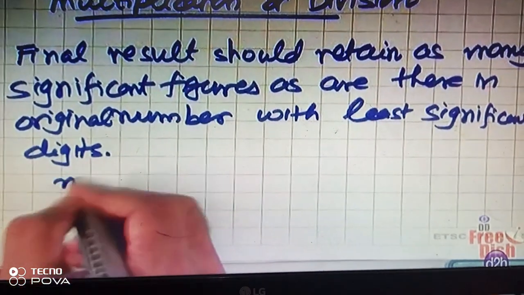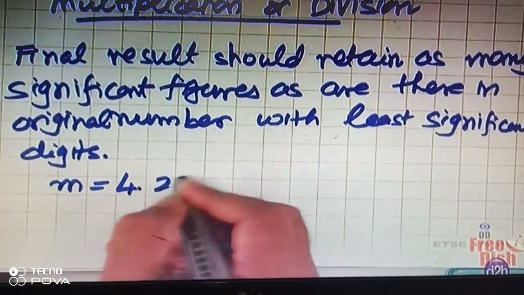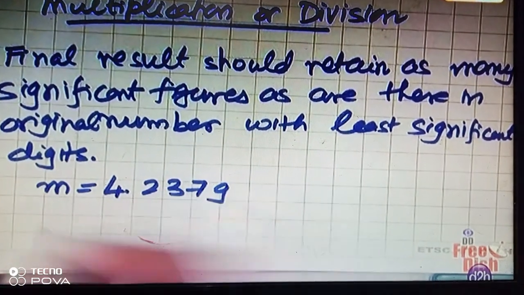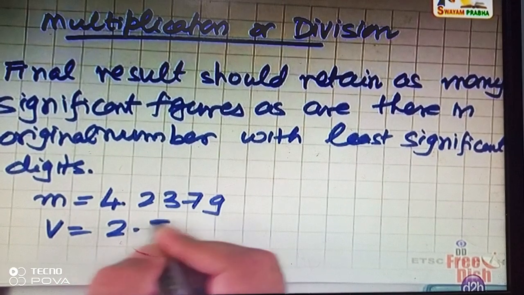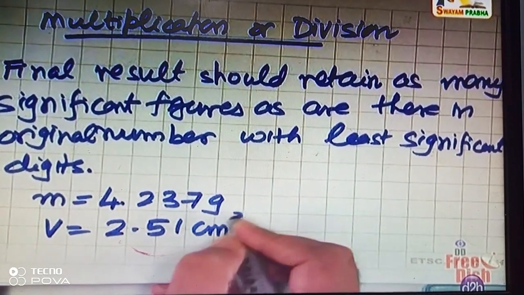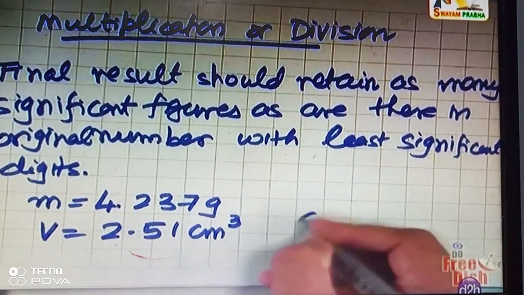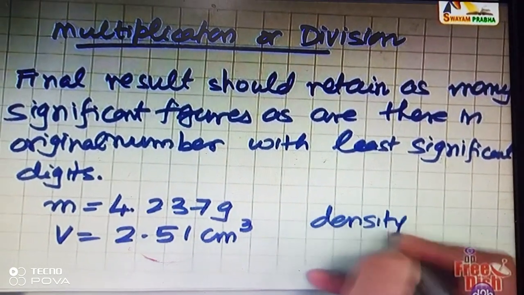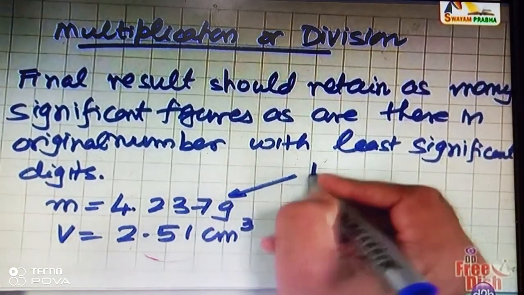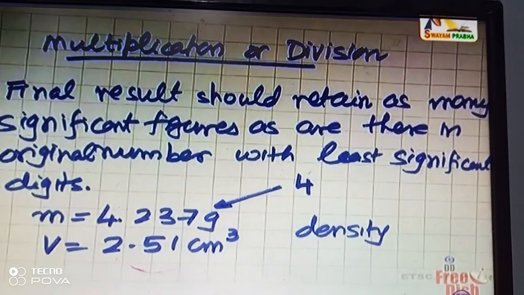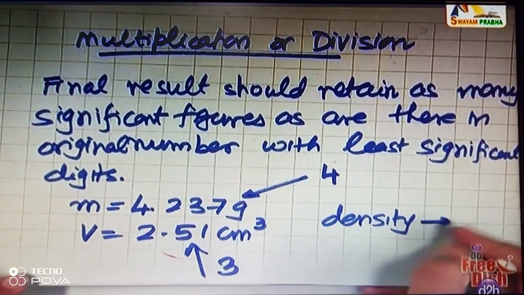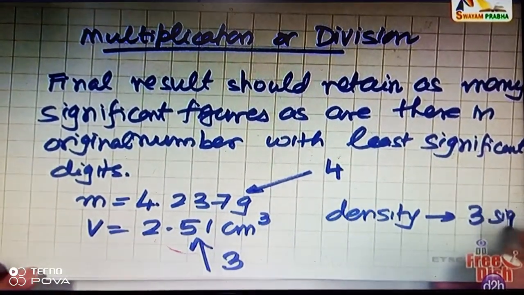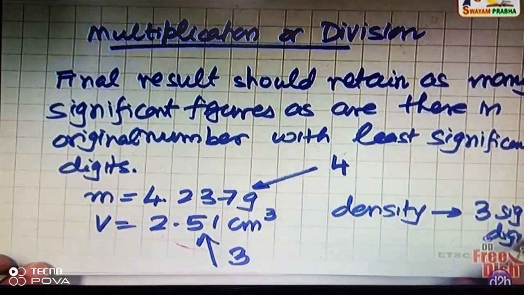And let's go back to our previous example where we said that the mass was 4.237 grams and the volume was 2.51 centimeter cube, and we wanted to find the density. So we see in this quantity, in mass there are 4 significant digits, in volume there are 3 significant digits. So finally in density we will carry only 3 significant digits.